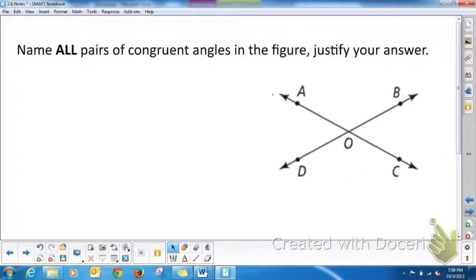Last one. Name all pairs of congruent angles in the figure and justify your answer. Justify means you're going to provide the reason, just like we've been doing in proofs. So pause the video, take a minute, and name all pairs of congruent angles in this figure. And then say why are they congruent? How do you know? When you've finished, unpause the video and see if you got it right.